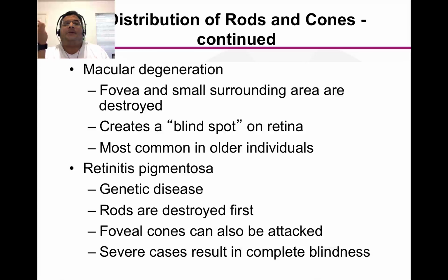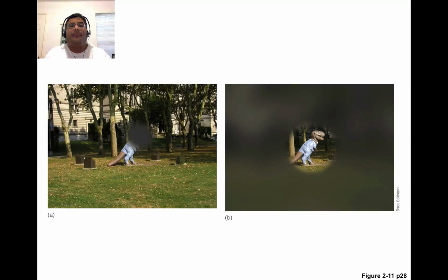Retinitis pigmentosa is a genetic disorder where the rods and the cones are destroyed. They die. The rods die first, and all the pigments, the rhodopsin pigments, break down, and then the cones in the fovea can also be attacked and break down. And of course, in really bad cases of retinitis pigmentosa, you can go completely blind.